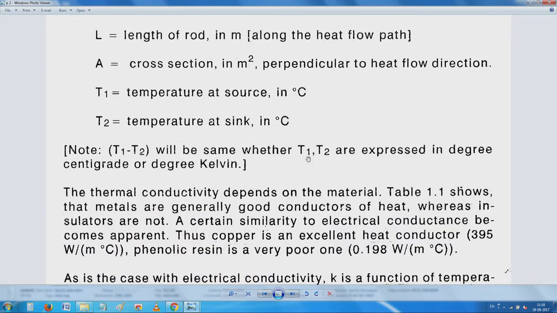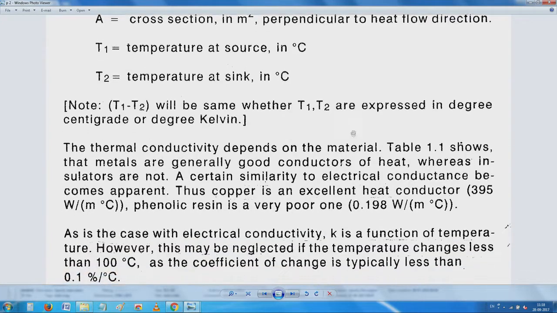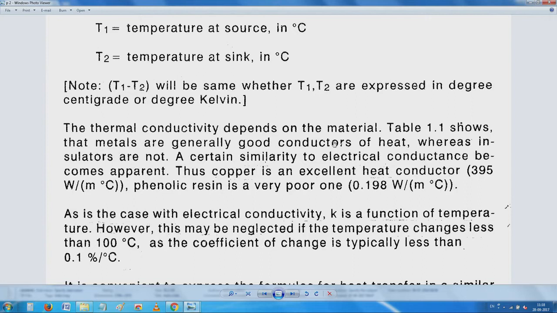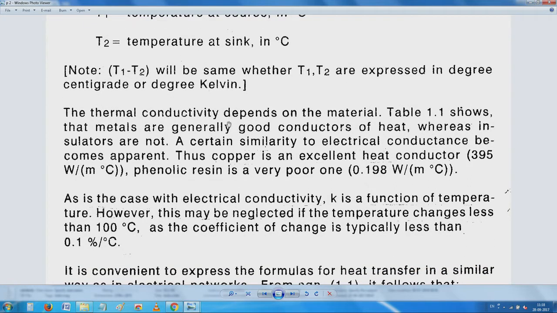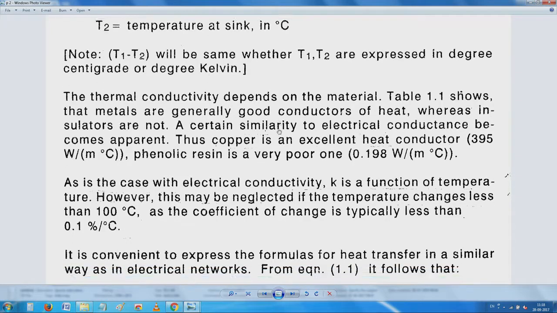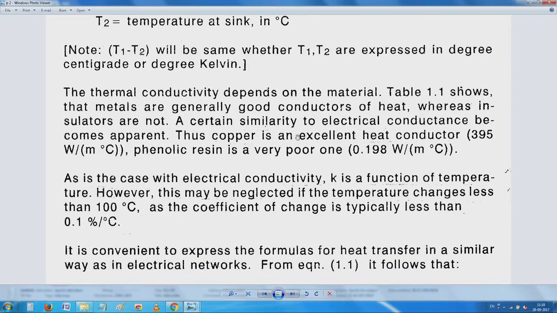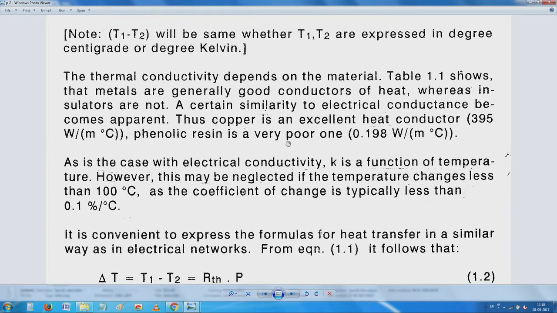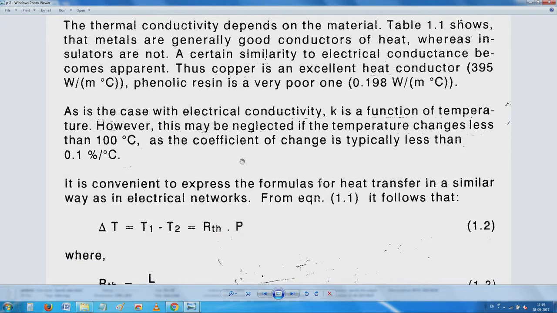It will be the same whether T1, T2 are expressed in degree or Kelvin, because 273 gets cancelled. Thermal conductivity depends on the material; metals are generally good conductors, insulators are not. There is a certain similarity to electrical conductance. So, copper is an excellent heat conductor and resin is a very poor one. As in the case of electrical conductivity, K once more is a function of temperature. You understood, no?